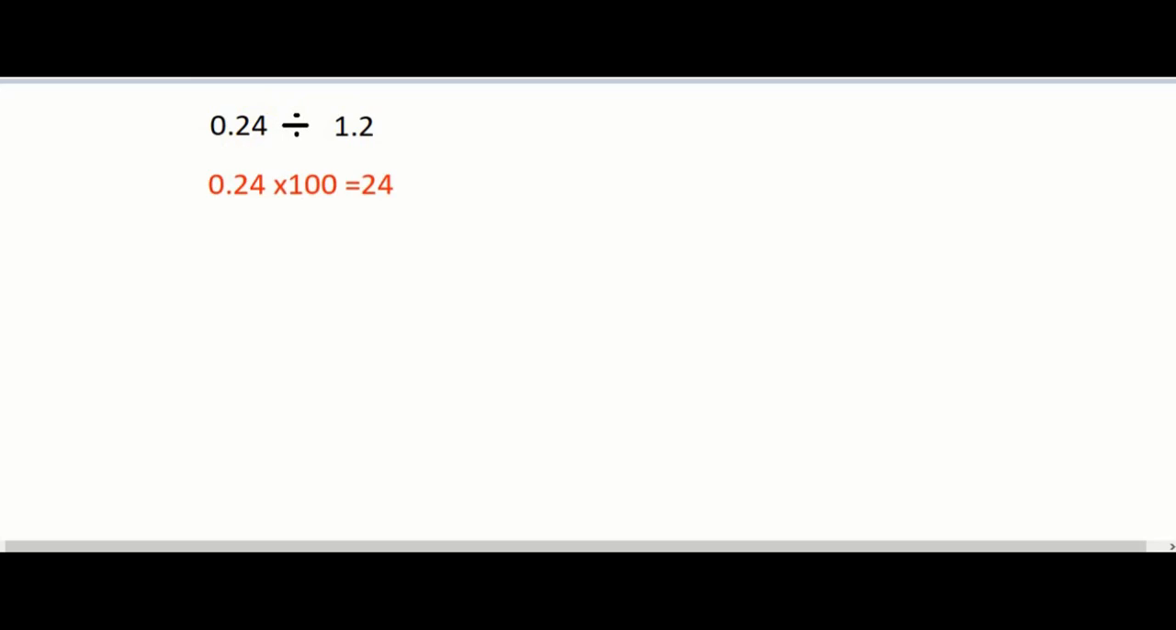So we're going to multiply. When we multiply 0.24 times 100, we get 24. And when we multiply 1.2 times 100, we get 120. So now our numerator would be 24 and our denominator would be 120. So now we can divide. We know that 24 is our dividend, while 120 is our divisor.